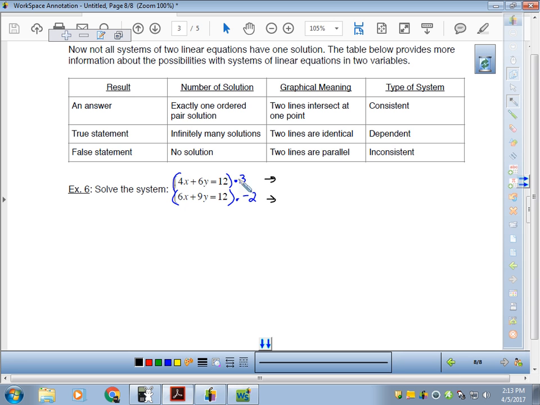So 4x times 3 is 12x. 6y times 3 is 18y. Equals 12 times 3 is 36.